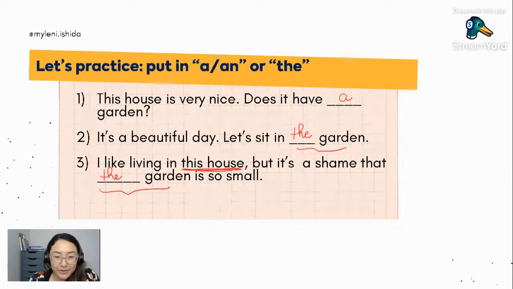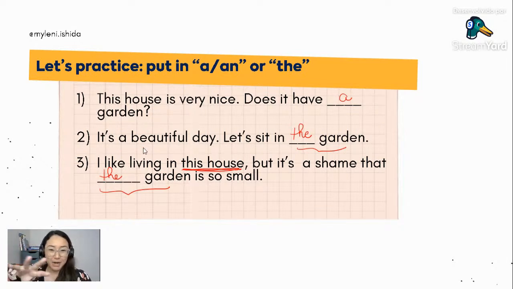Okay. In number 2, the situation is probably like this. We are at the house, and then I look outside, and the garden is there, right? And I say, it's a beautiful day. Let's sit in the garden. Which garden? The garden we have here in this house. Just like I told you about the light. Can you please turn off the light? Which light? The light that I have here in this room. Okay?